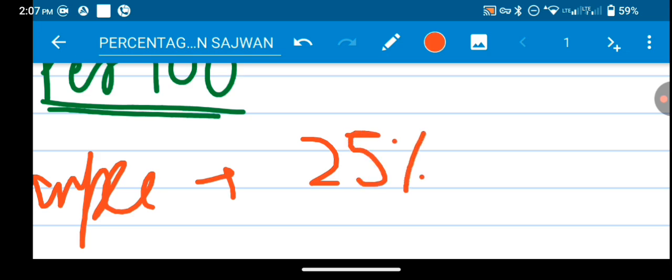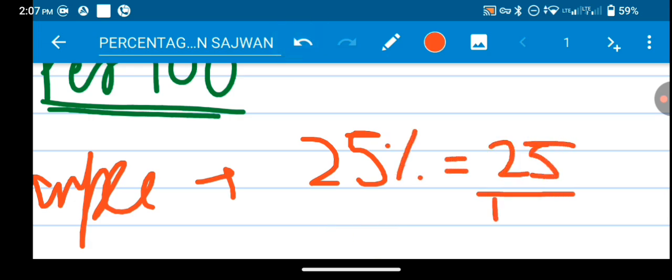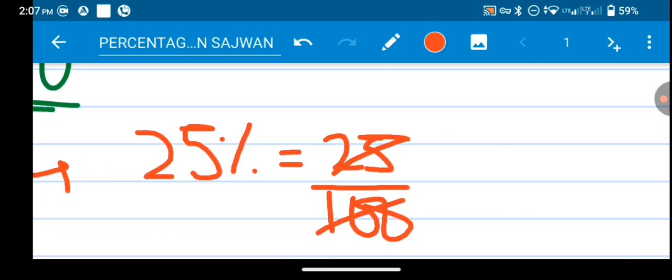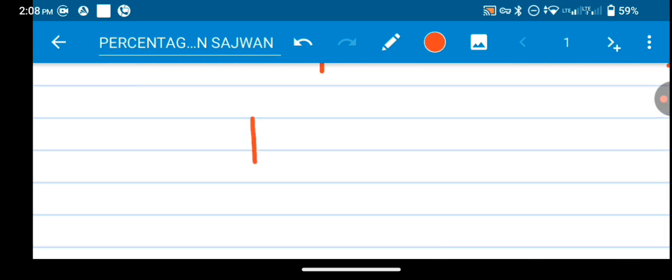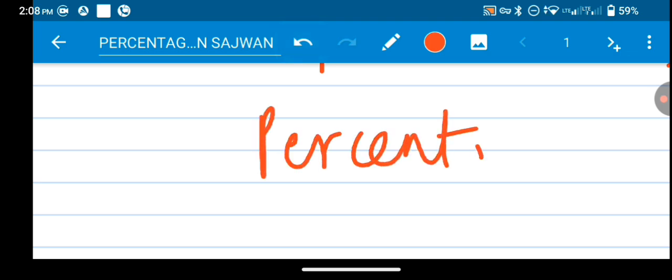Find it in fraction. If we have to remove percentage, then we will always divide by 100. 25 by 100 will be equal to 0.25. This was about percentage to fraction.